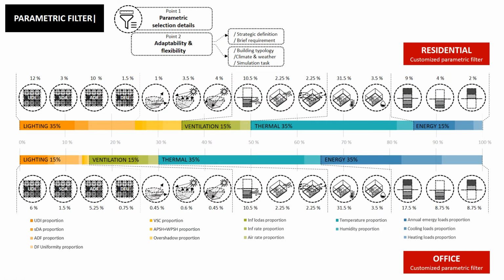In summary, there are 2 characteristics of the parametric filter. One is the accessibility of selected details. It shows the clear priority and proportion of each indicator on the customized scale to define the multi-criteria design space. The other is adaptability and flexibility. As a continuous platform, user can easily adjust the scale by adding new topics or changing priorities according to different needs, building type, and climate conditions.